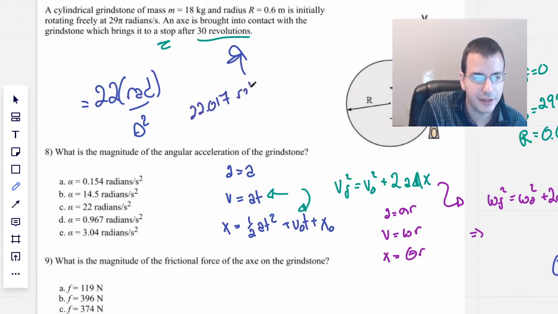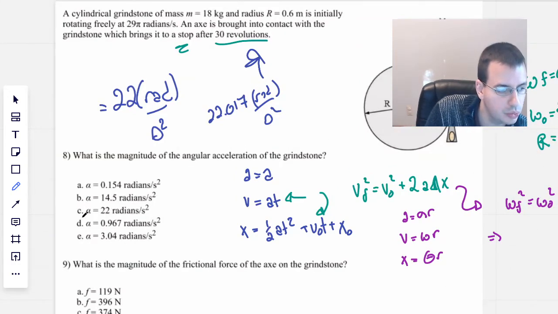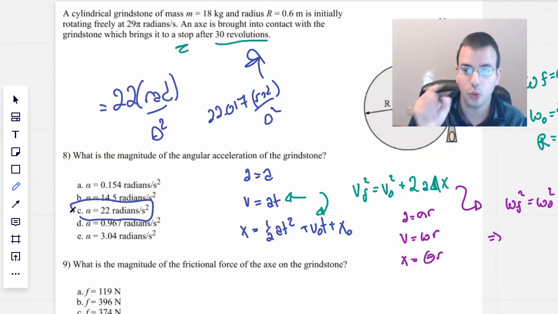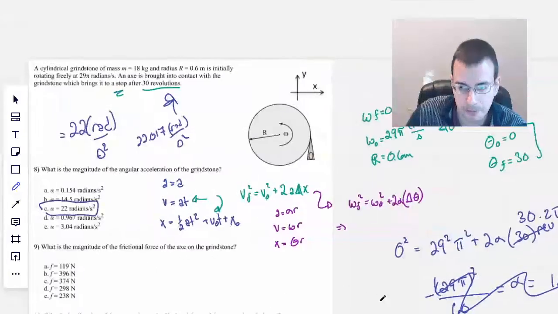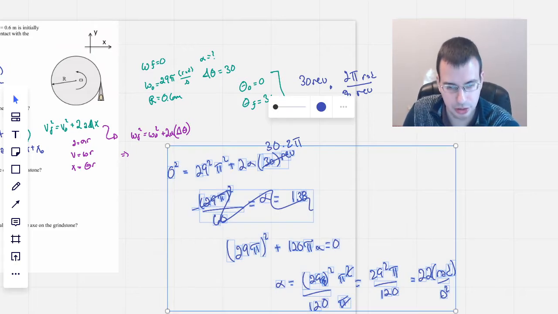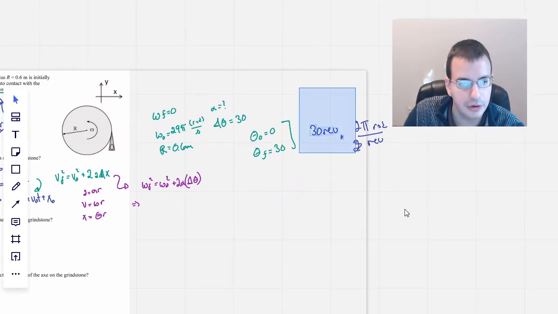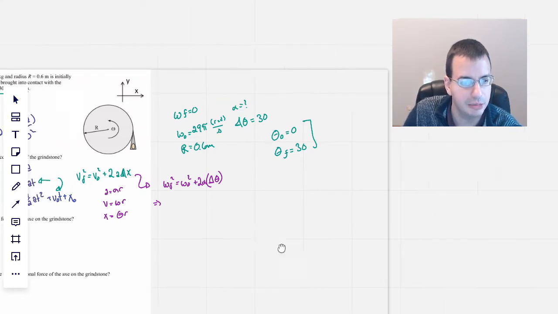22.017. That way, in case I need the number later, I can tell. That's supposed to be an S. It's a cursive S. What is the magnitude of the angular acceleration of the grindstone? 22. This one right there. Okay. Looking at the others. Probably can delete most of that.